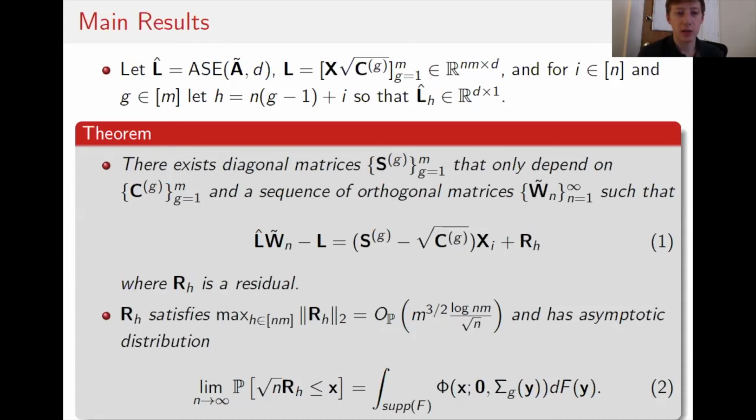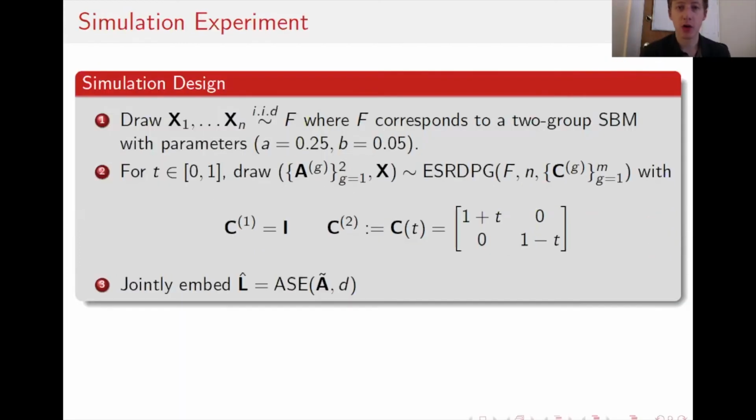In essence, what this theorem is stating is that L hat is a biased latent position estimator, and we're also able to work out its asymptotic distribution, in addition to putting a uniform rate on the residual term. All of these things put together will help us analyze the bias-variance trade-off in subsequent analysis, as well as some of the statistical applications that utilize the rows of L hat.